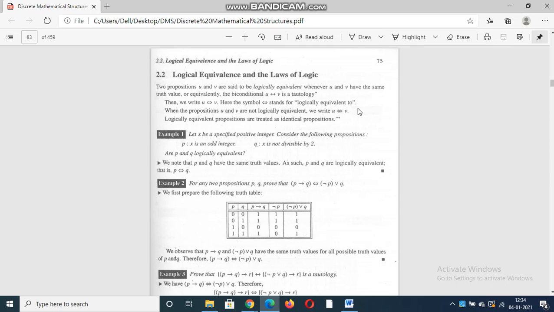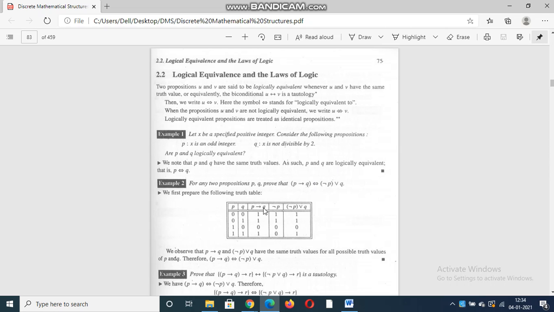Today we are going to discuss logical equivalence and the laws of logic. Before that, we have to discuss what equivalence is. If you take two propositions, one as U and another as V, they are said to be logically equivalent only when both truth values are equal.